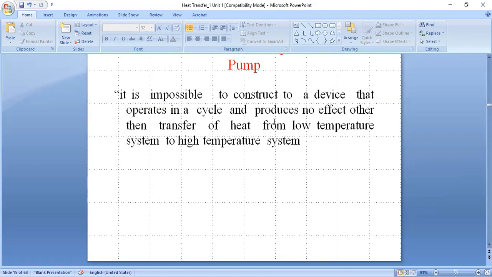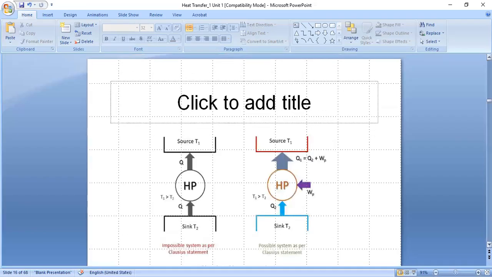It is impossible to construct a device that operates in a cycle and produces no effect other than the transfer of heat from a low temperature system to a high temperature system. That is called the heat pump, an impossible system as per the Clausius statement.